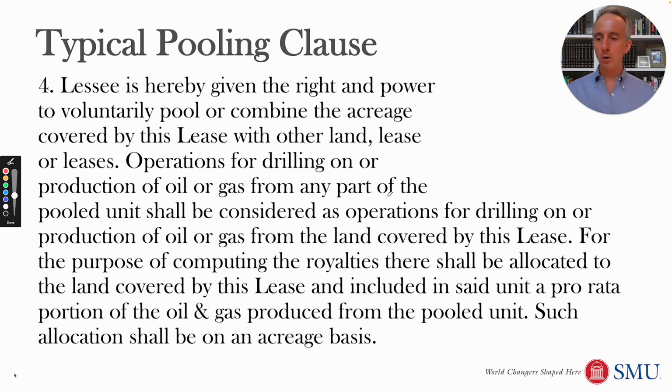Here's what a typical pooling clause reads like. The lessee, the oil and gas company, is hereby given the right and power to voluntarily pool or combine the acreage covered by this lease with other land, lease, or leases. Operations for drilling on or production of oil or gas from any part of the pooled unit shall be considered as operations for drilling on or production of oil or gas from the land covered by this lease. For the purpose of computing the royalties, there shall be allocated to the land covered by this lease and included in said unit a pro rata portion of the oil and gas produced from the pooled unit. Such allocation shall be on an acreage basis.